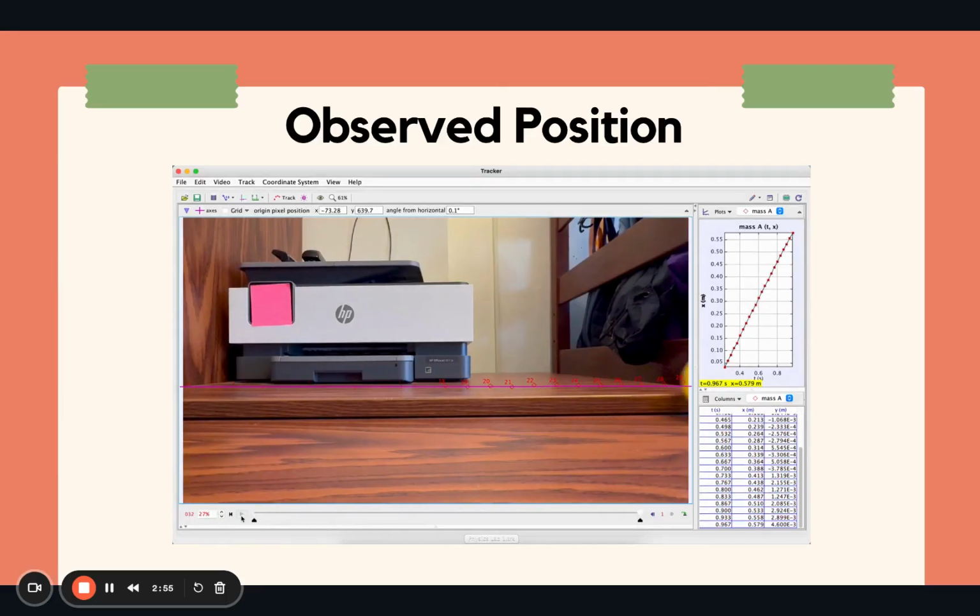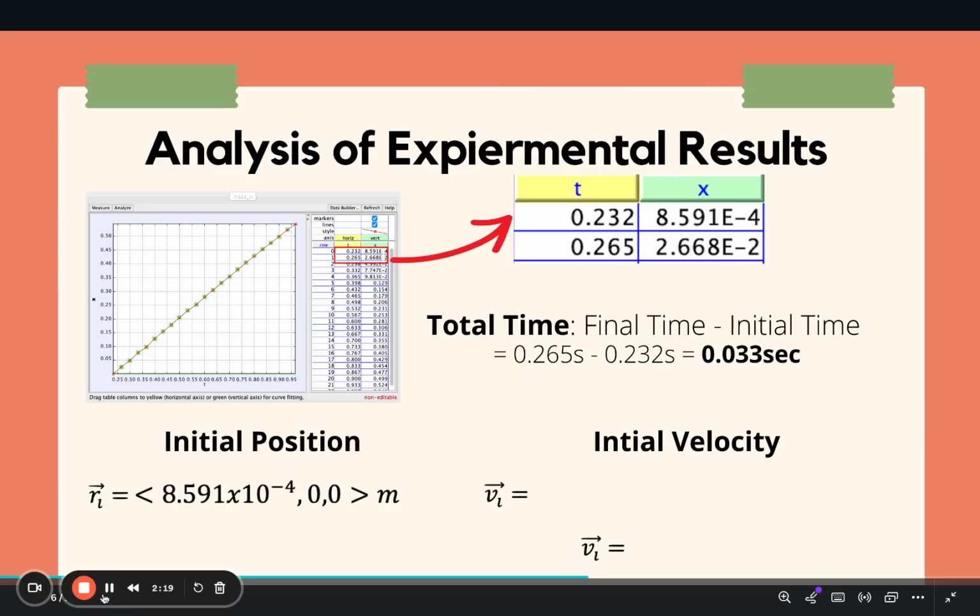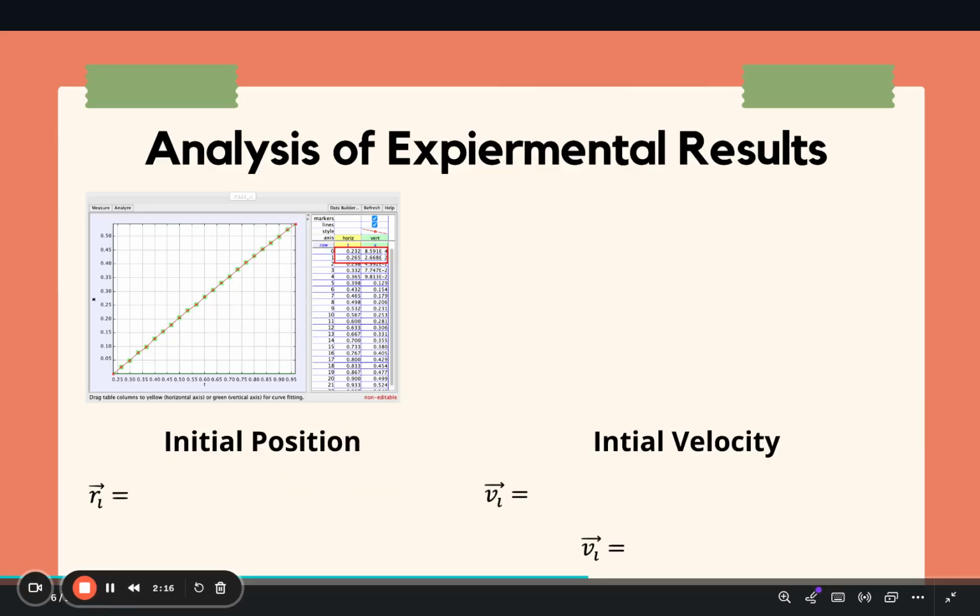As you can see, the ball is rolling. Each of those little diamonds is a position that's being tracked by the application. You can see the position versus time graph in the top right, and it appears to create a linear position versus time graph. The slope, also known as the velocity, suggests that it's a constant velocity. So this generates an analysis of the experimental results.